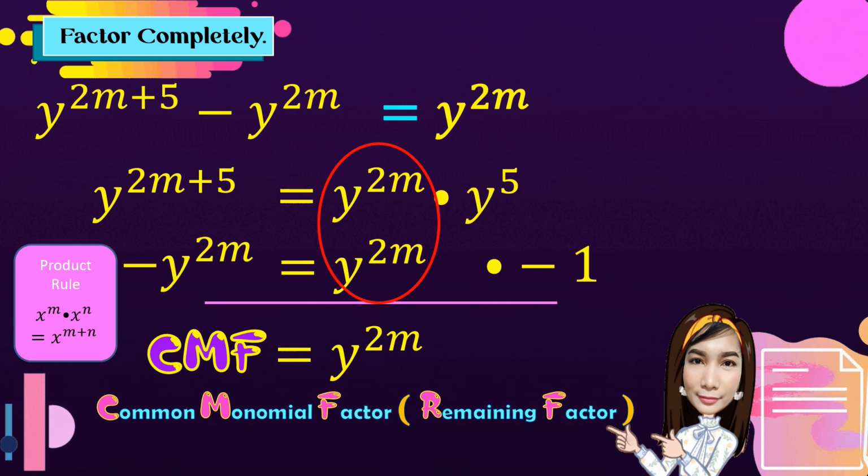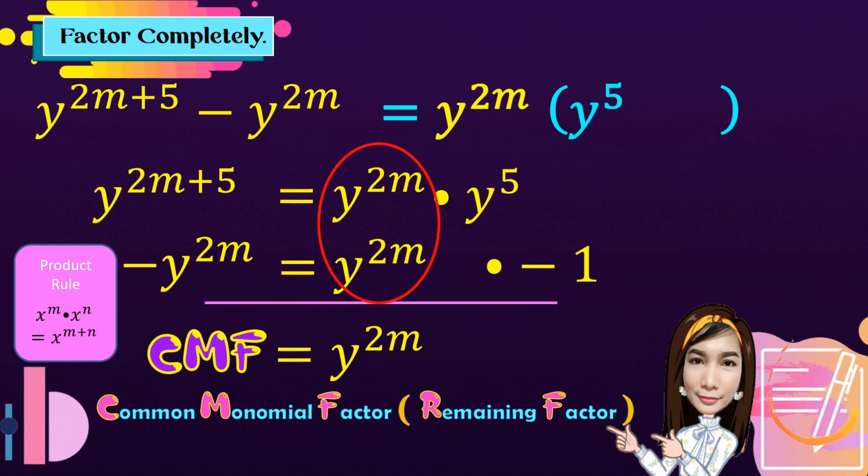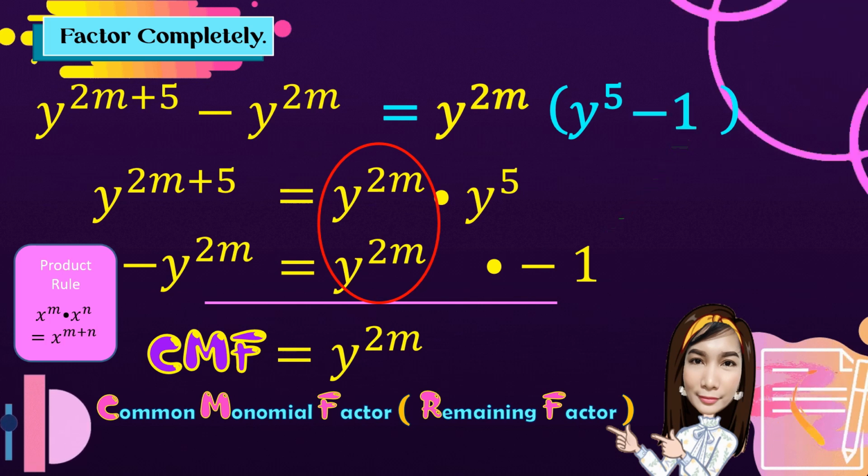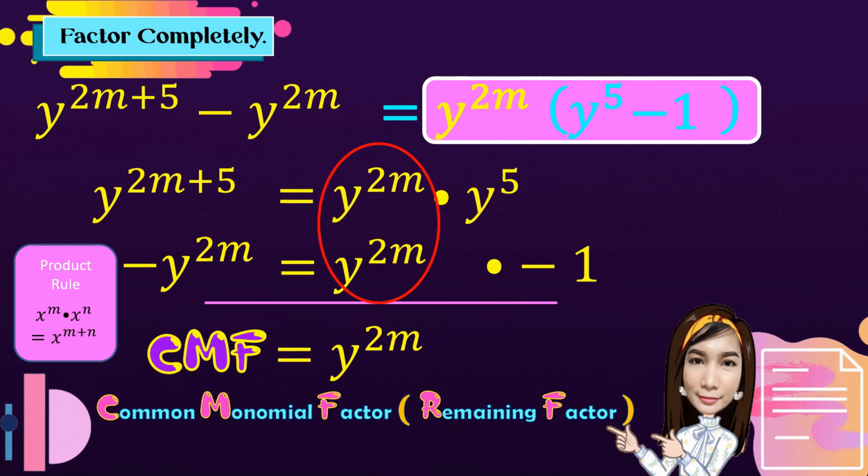So we have the first term, y raised to 2m plus 5 divided by y raised to 2m. We have the remaining y raised to 5. Negative y raised to 2m divided by y raised to 2m, we have the remaining negative 1. So the factored form is y raised to 2m times the quantity of y raised to 5 minus 1.